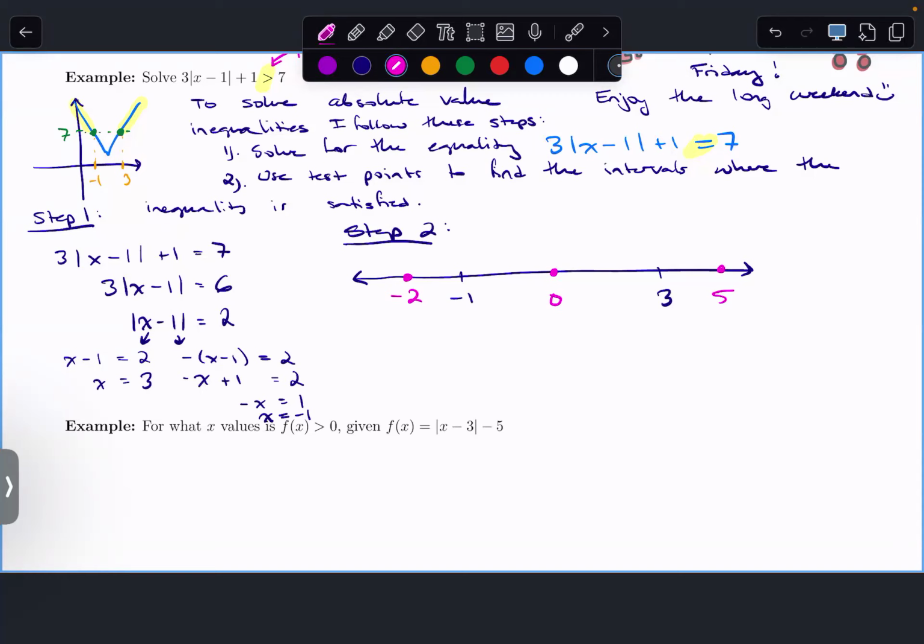Okay. The test points can be any values. So if you don't like those points, that's totally fine. You can pick different values. So now what you want to do is you want to check this inequality. So we've got 3 times the absolute value of x minus 1 plus 1.